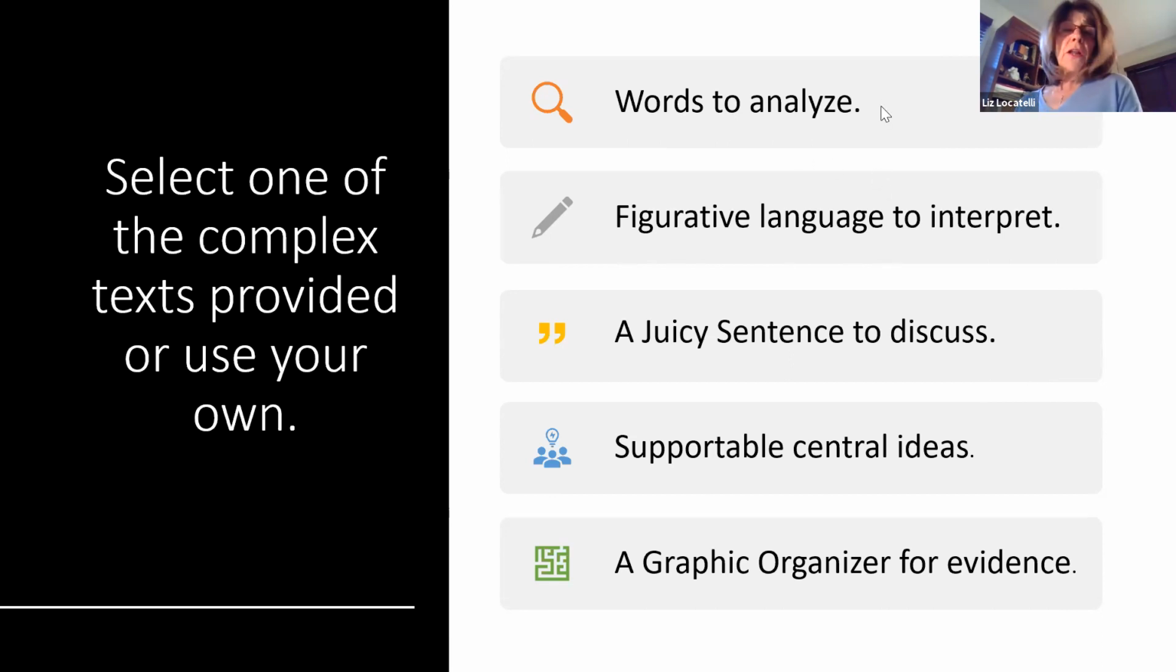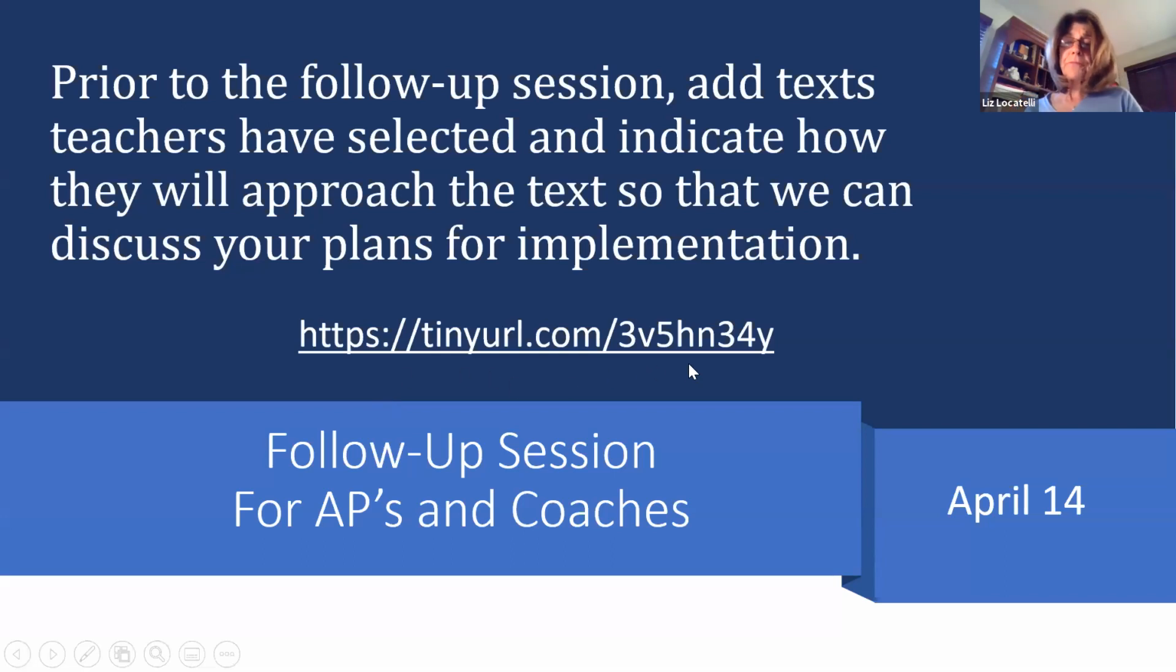So start with, what are the words you want to analyze? Is there any figurative language you want to interpret? Is there a juicy sentence you want to use? What are some possible central ideas? It's good for you to have a sense of what you're looking for before you ask the kids to do it. And then think about, what graphic organizer? I gave you all those possible graphic organizers. Which one works for this text? So these are some questions that you might ask yourself in preparing.